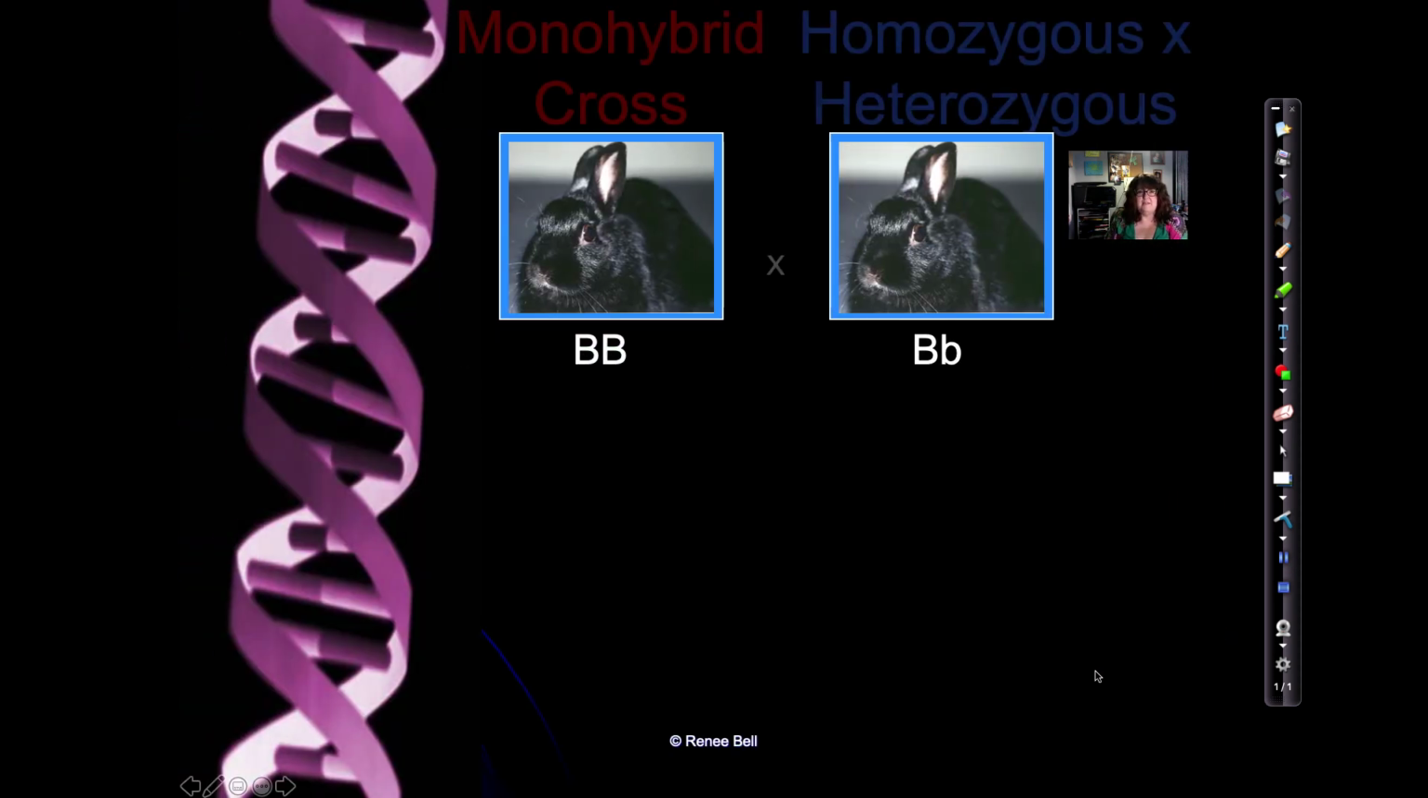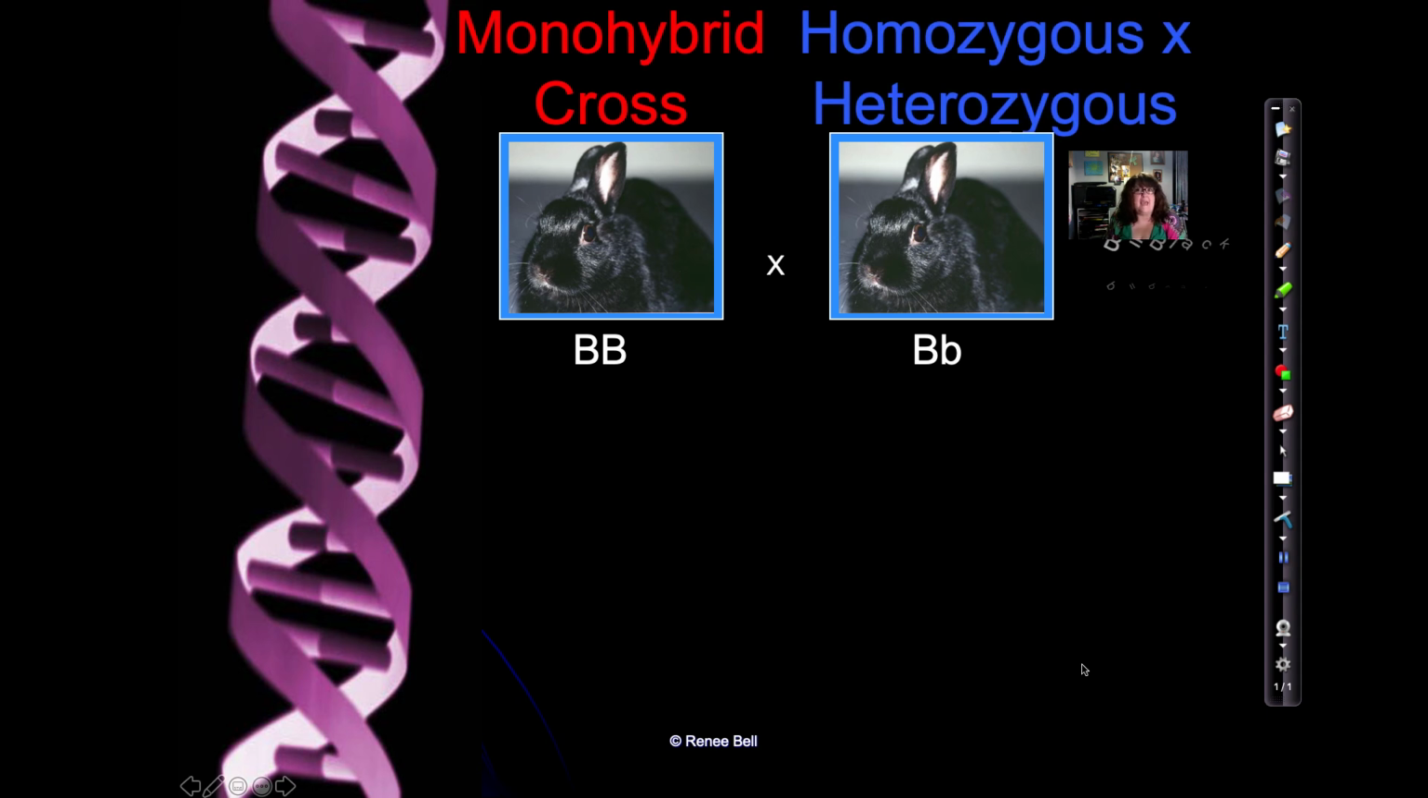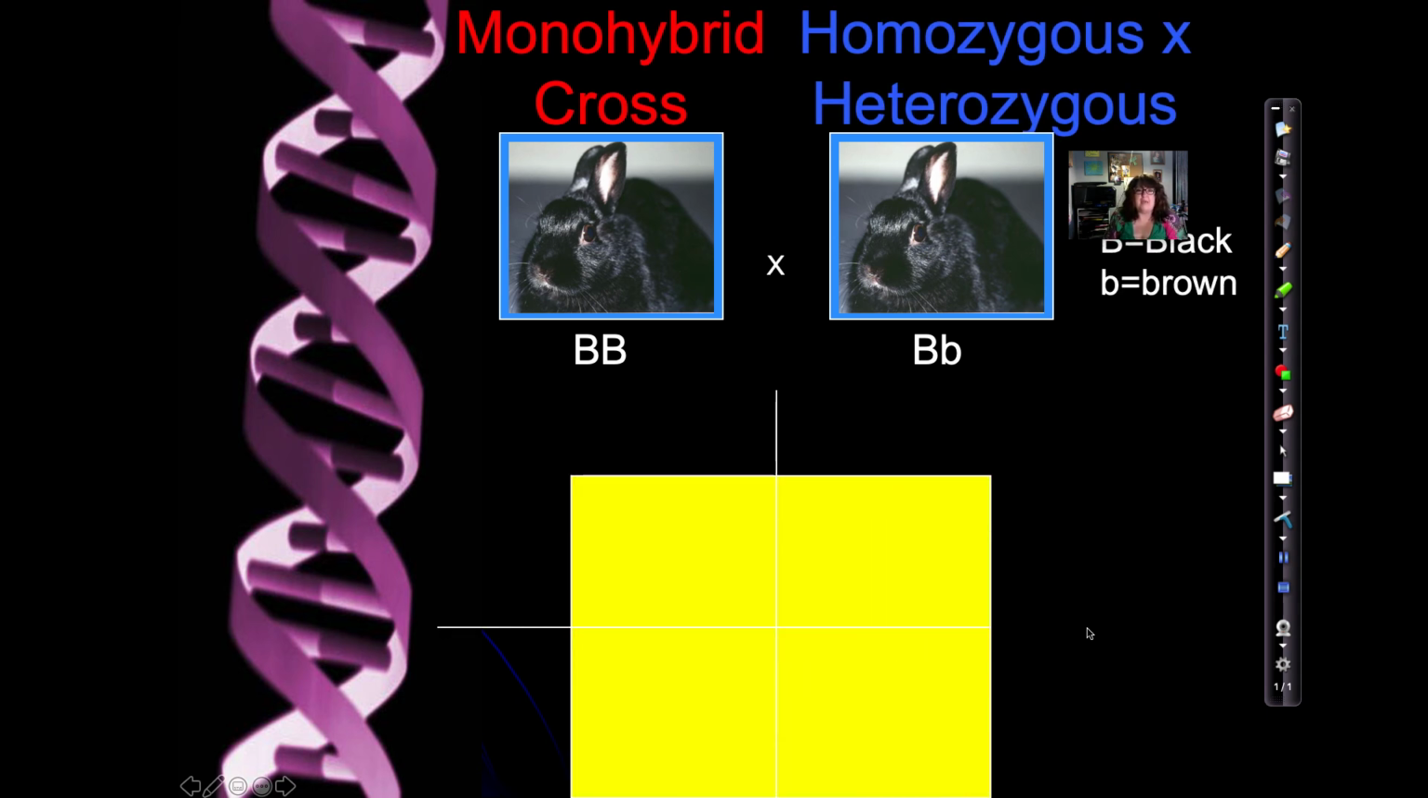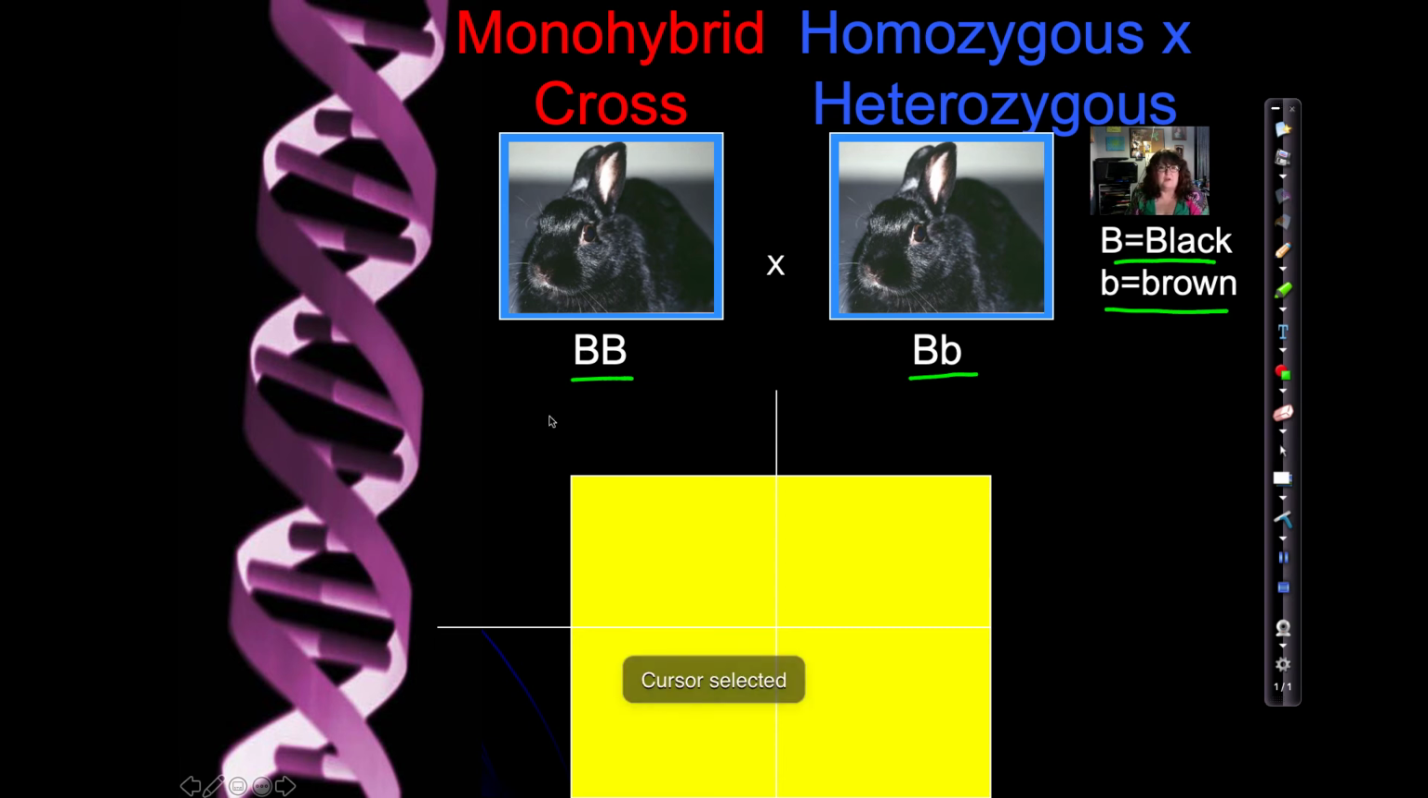Okay, there it is. All right, so this time we're going to look at bunny rabbits, and we're going to look at monohybrid crosses of a homozygous parent, which is this bunny right here, and then we're going to do a heterozygous parent, which is this bunny right here. What you can see is that big B indicates they're black, so black is dominant, and little b is brown, so brown is recessive.